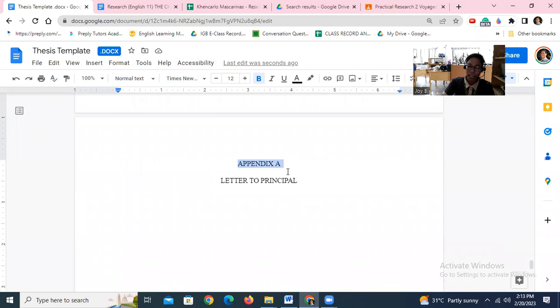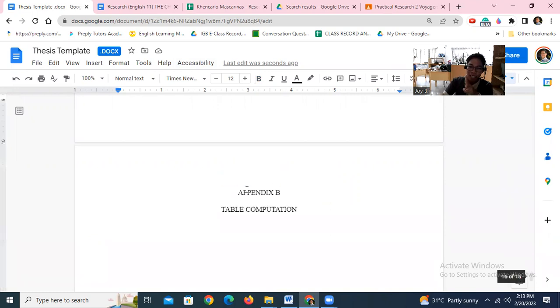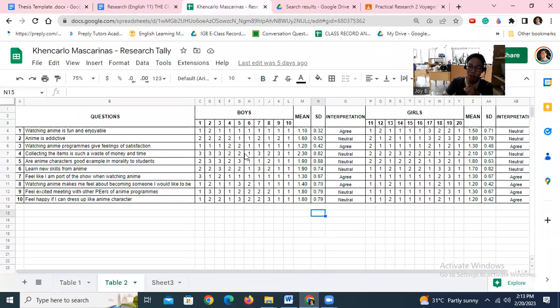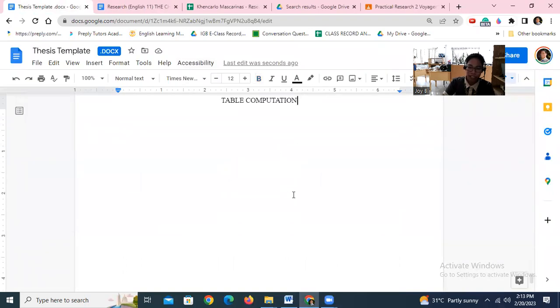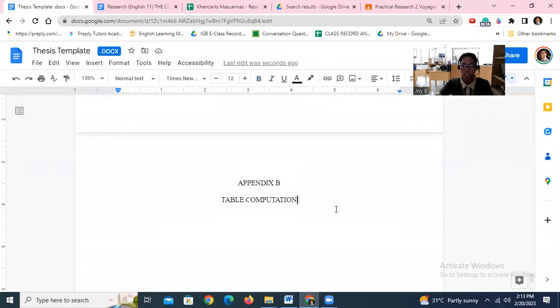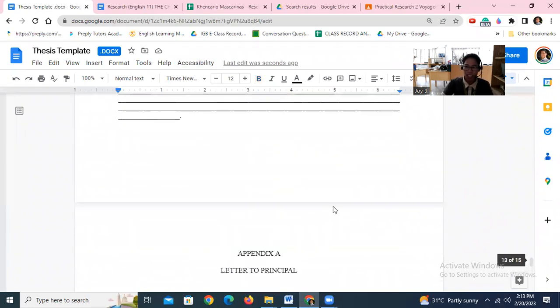Tapos Appendix A, ilagay dito ang letter to principal. So gumawa tayo ng letter, right? Letter ng principal para sa atin, then letter ng principal para sa other school. So you just need to put it here sa Appendix A. Sa Appendix B is yung table of computations. Ibig sabihin, you just need to copy the table here and paste it in your final research template. Okay? Pagkatapos is yun. That's the end of our discussion.